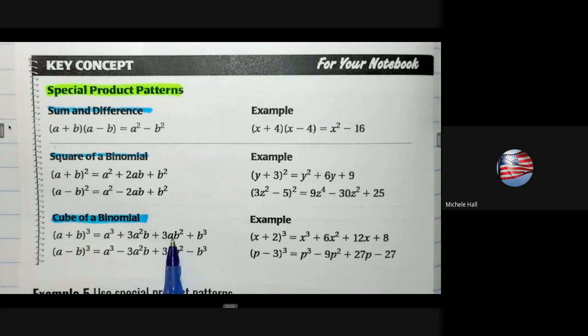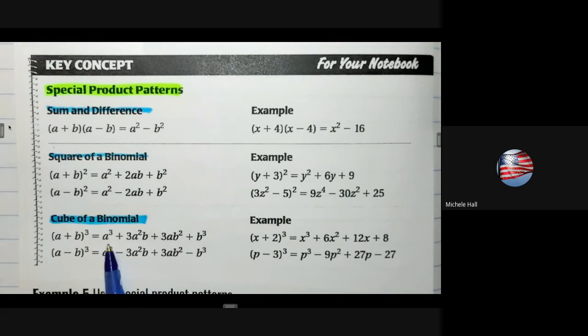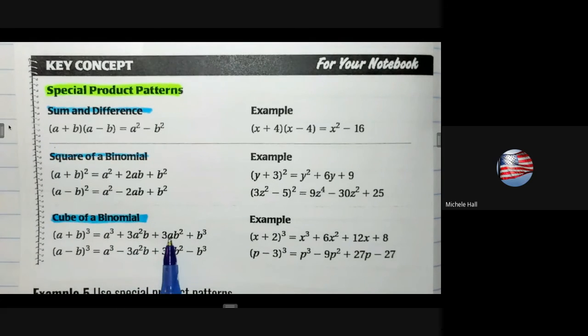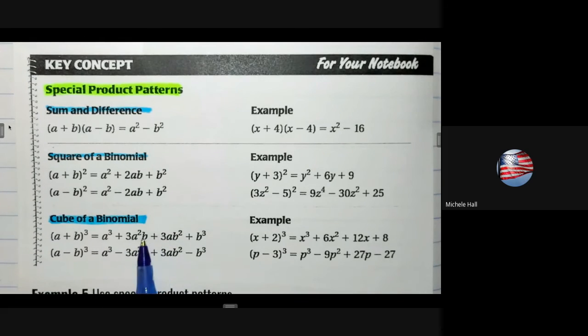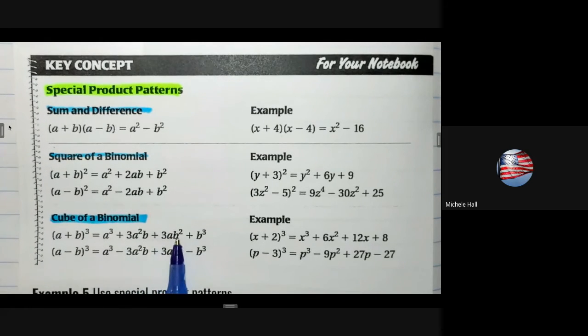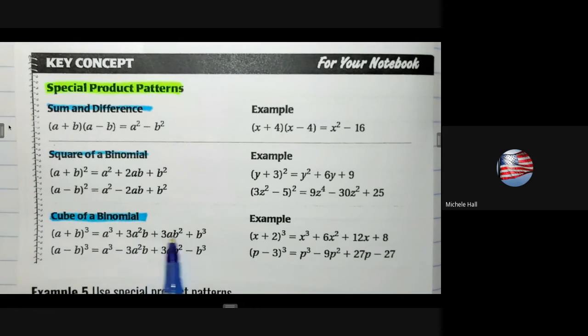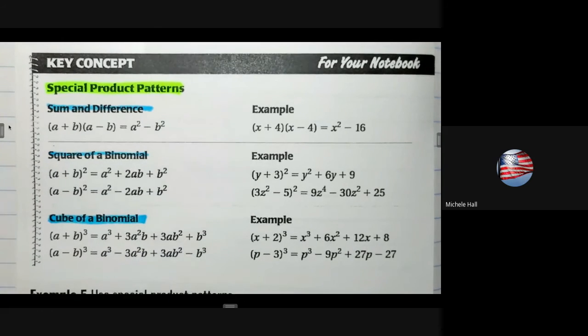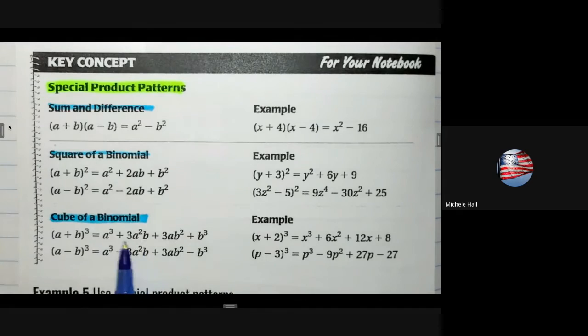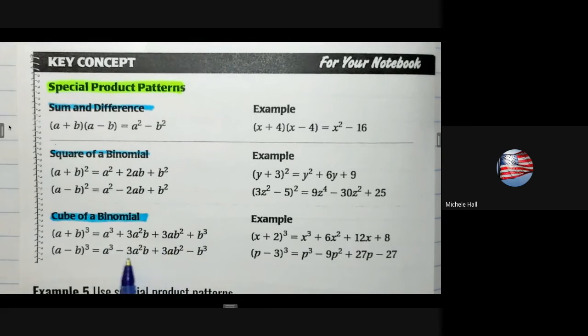Then on the next one, you see that your a exponent is still going down, so a to the third, a squared, a to the 1. And what's happening to the b term? It appears here, and then that exponent is going up. So as the a's are going down, the b exponents are going up. And then, of course, you have the 3's in front of them.